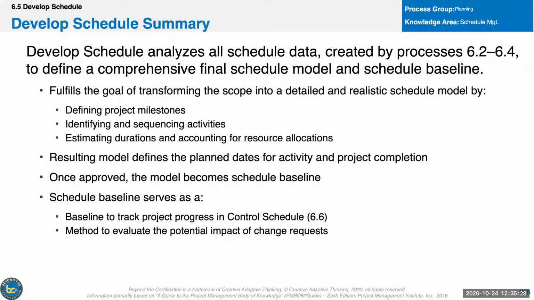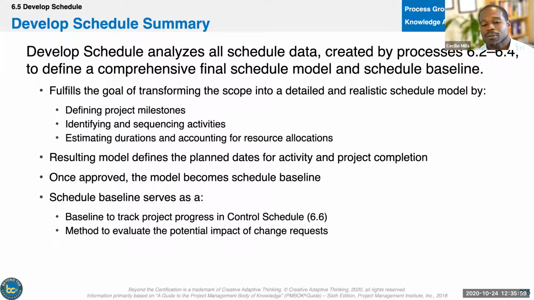So this process analyzes, PMI's favorite word, means we're going to double check, measure twice, make sure we do all the good stuff and don't lose anything, don't miss anything. So all the schedule data that we've created, this would be the list of activities, their attributes, the milestone list, if they're leads or lags, their relationships, their dependencies, their estimates. We're going to take all of that and we're going to create a detailed and realistic schedule model.